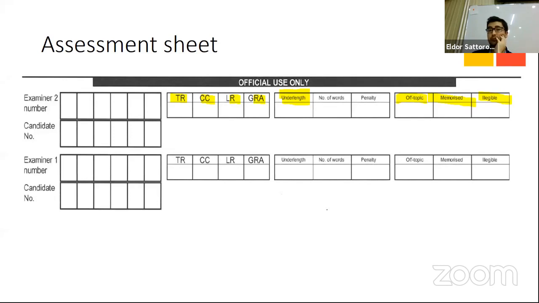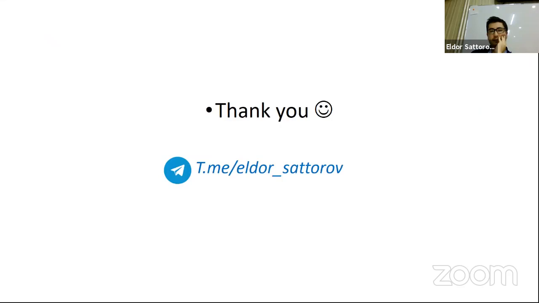It's clearly shown here. And illegible. The last one is illegible. It means I cannot read what you're writing. But nowadays, I think most people are taking computer-delivered or maybe online IELTS. So this shouldn't be a problem. But if you're taking paper-based IELTS, make sure that your writing is readable so I can read and understand what you're writing.